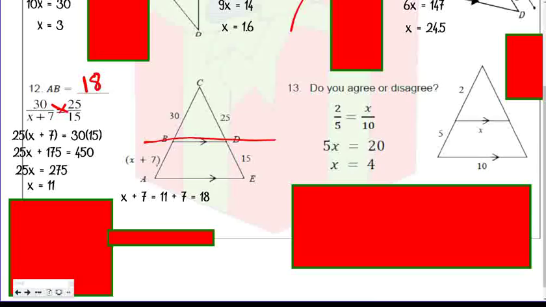Now look at number 13. Look at the proportion and look at the triangle. Do you agree or disagree with the way it is set up? Which one? On number 13. I have, and if you think about it as pieces, I've got 2 over 5, x over 10. Do you agree?